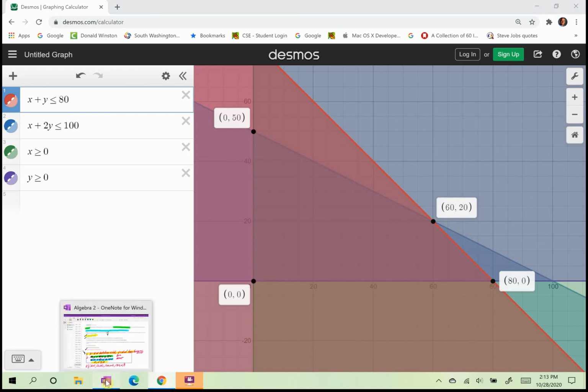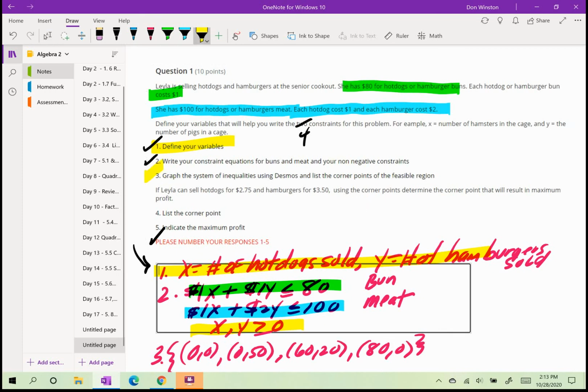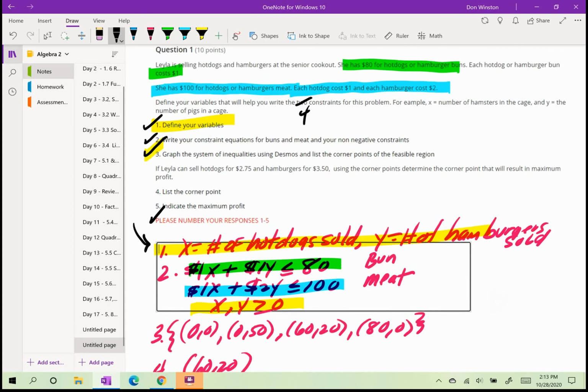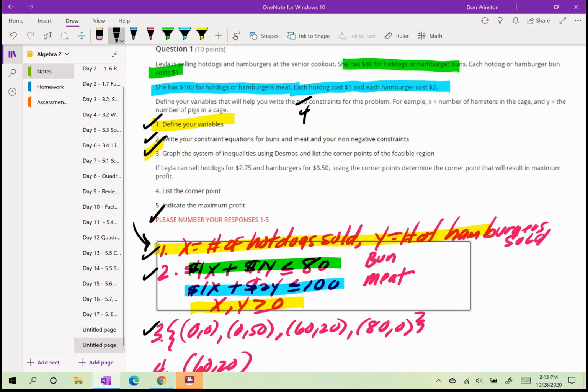So let's go back. We did number 3. We graphed the system of inequalities using Desmos and listed the corner points, which is what I did there. So we've taken care of 1, 2, and 3. And again, you would do that in that text box. So I listed the corner points.